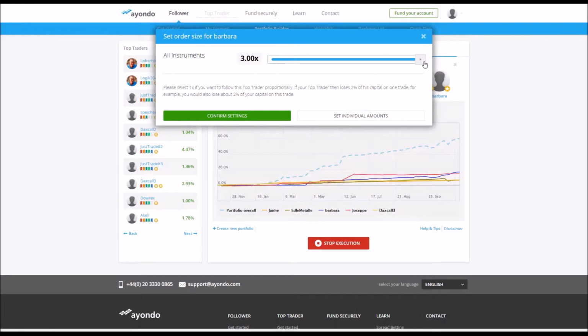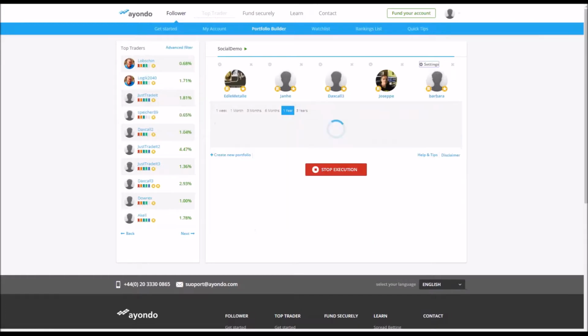And if you're particularly confident, you can go 3 times the risk. So if they do a trade where they risk losing 2% of their capital, it will be done on your account for 6% risk of your capital. But let's keep it simple and just follow Barbara 1. There we go, confirm settings, and it's done.